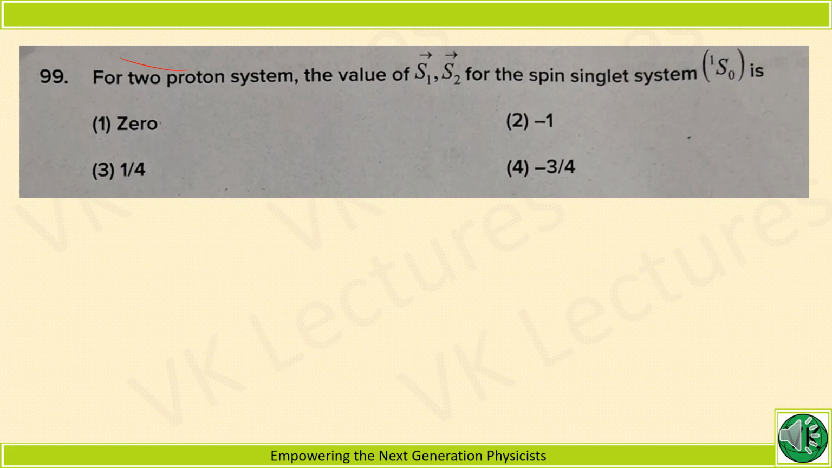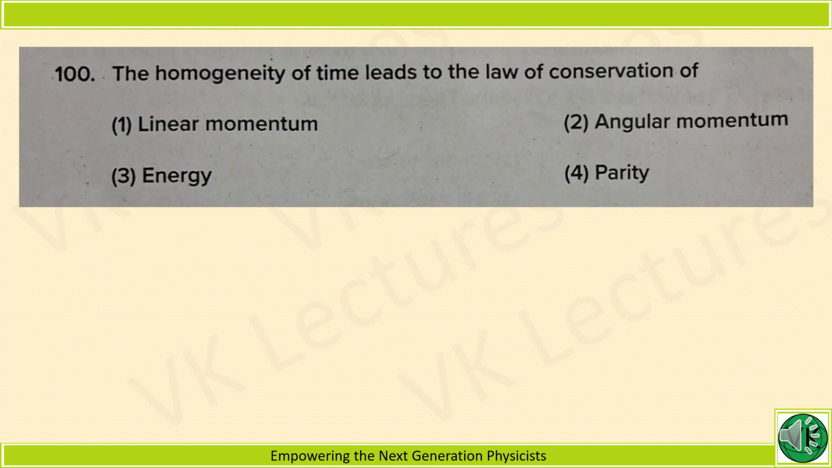For a two proton system, the value of S1 dot S2 for the spin singlet system 1S0 is option 1, 0. The homogeneity of time leads to law of conservation of energy.